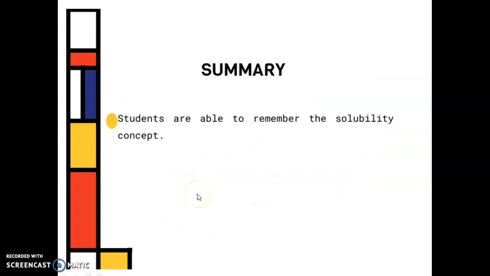So from these parameters we can summarize that students are able to remember the solubility concept very well.